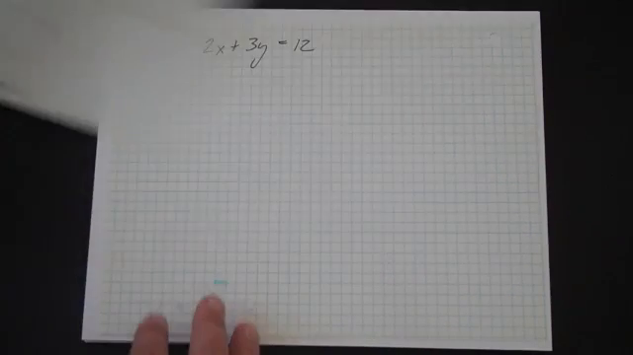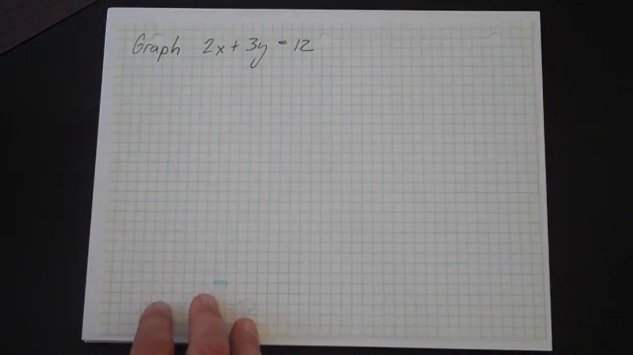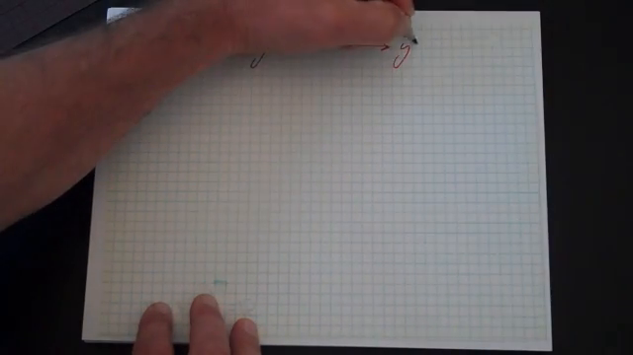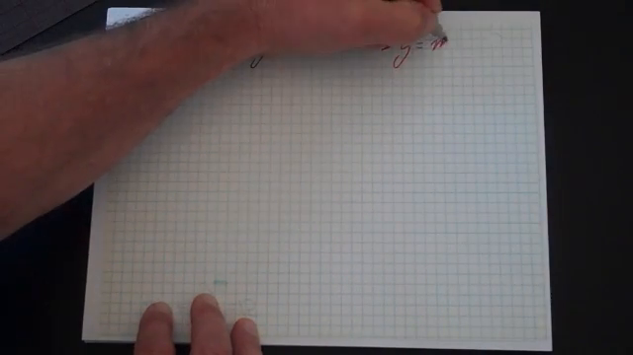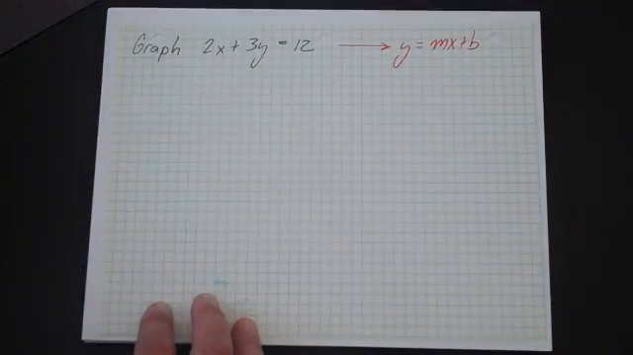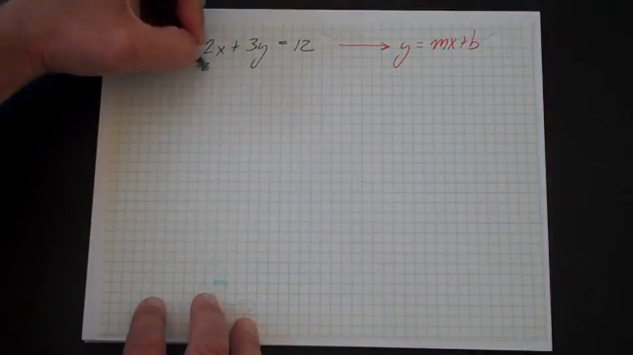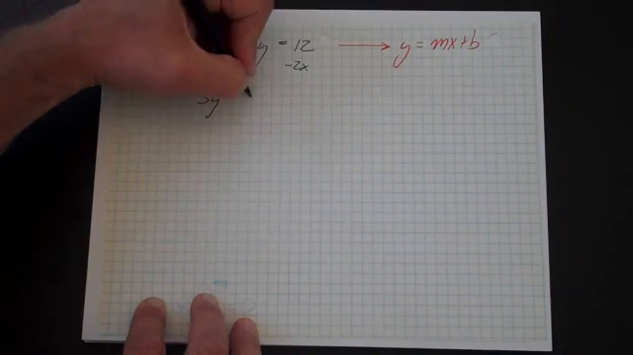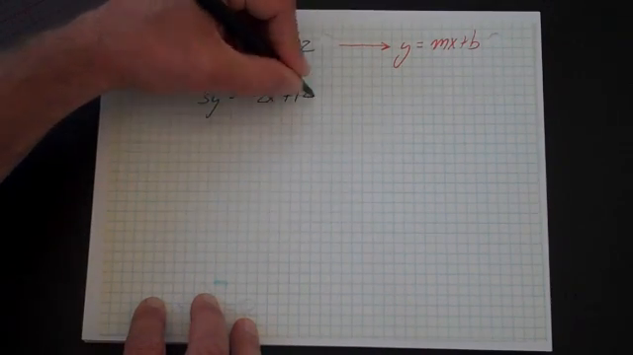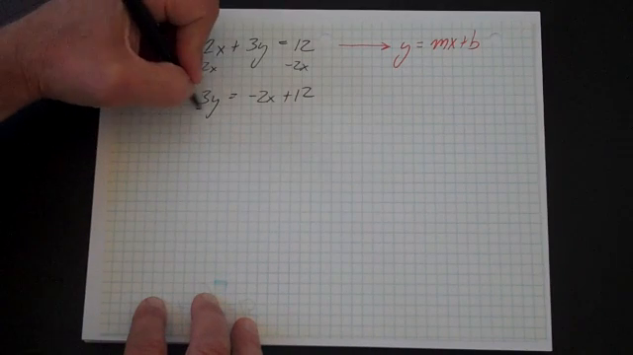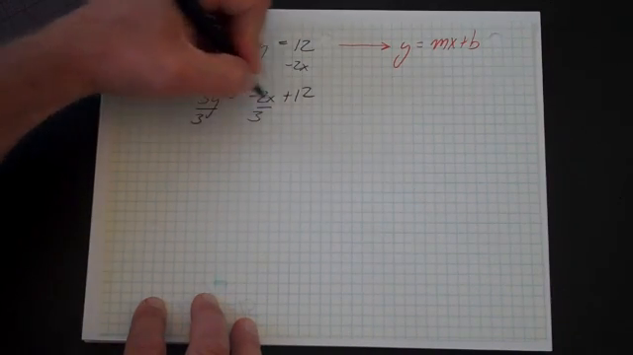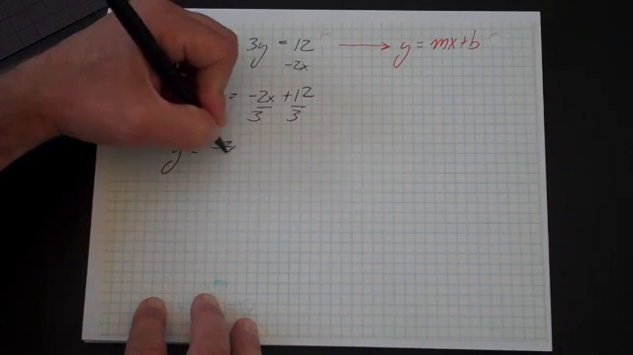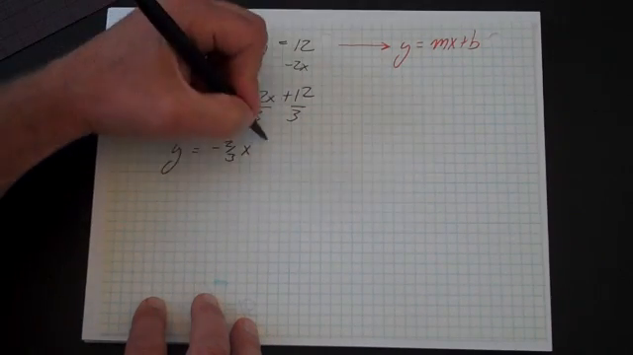Let's do another quick example. Let's graph 2x plus 3y is equal to 12. You can rewrite this as y equals mx plus b. I'm going to simply subtract 2x from both sides, and I get 3y is minus 2x plus 12. I want to divide by 3, but if I divide by 3, I have to divide everything by 3, and I get y is equal to minus 2/3 x plus 4.